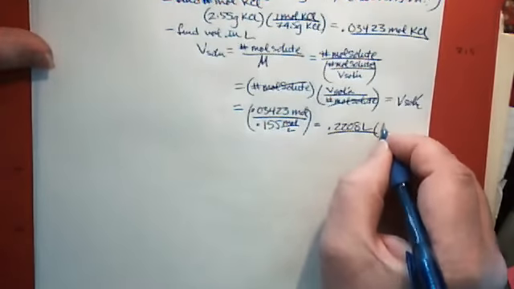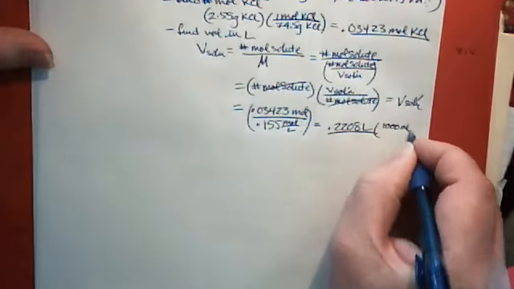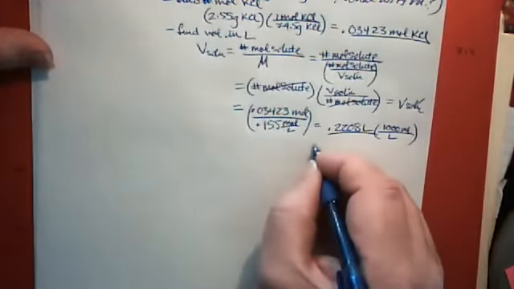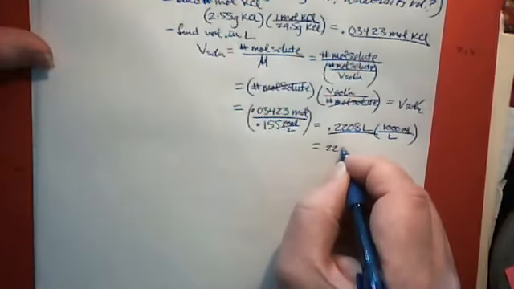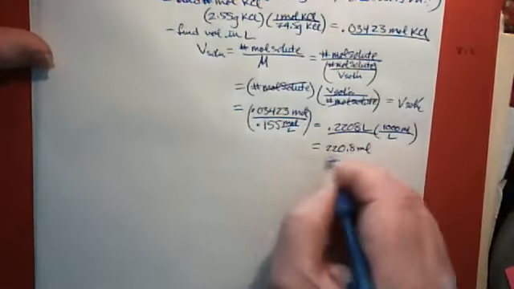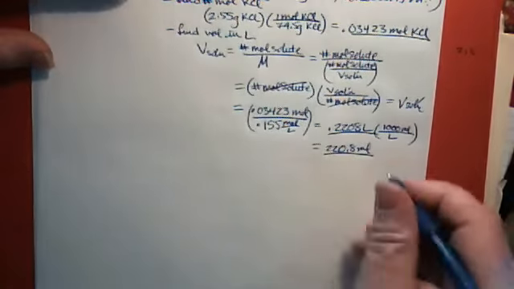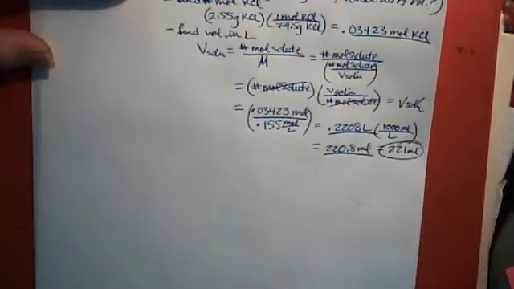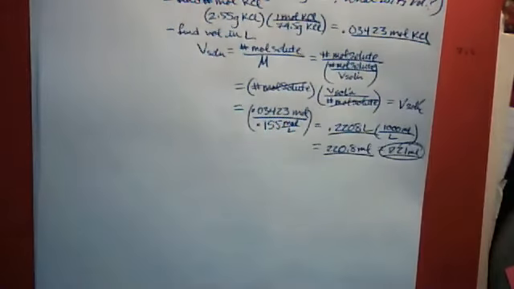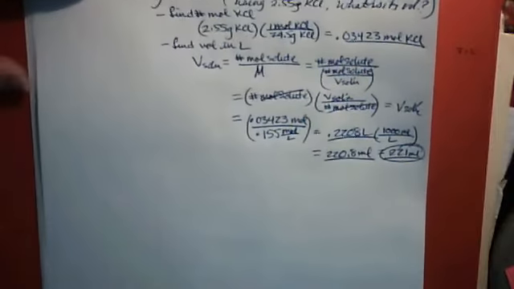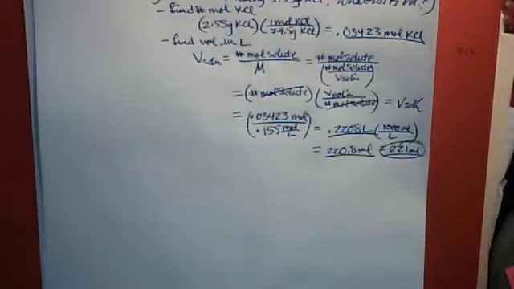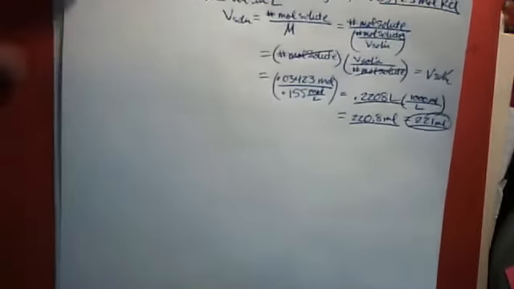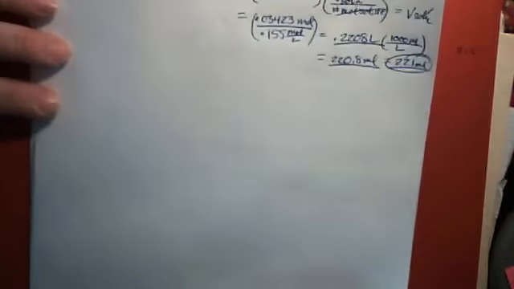And that's times 1,000 milliliters per liter. That's 220.8 milliliters. Or to be correct in significant figures, that would be more like 221. And that's the number of milliliters. Okay, so that's an example of how to find the volume of solution.